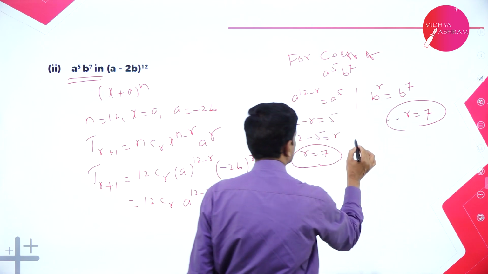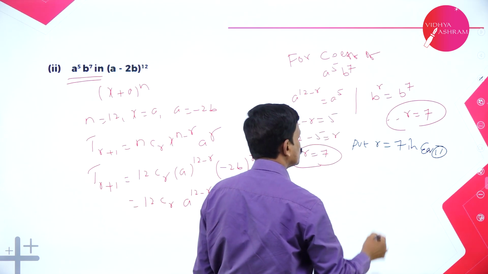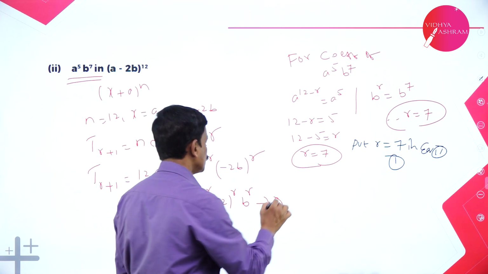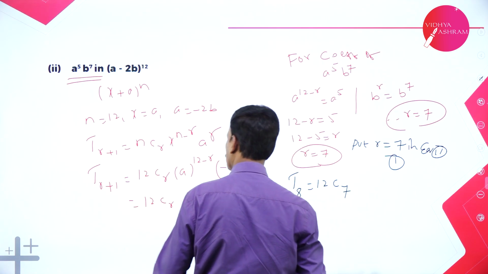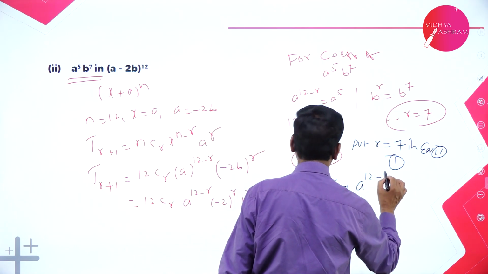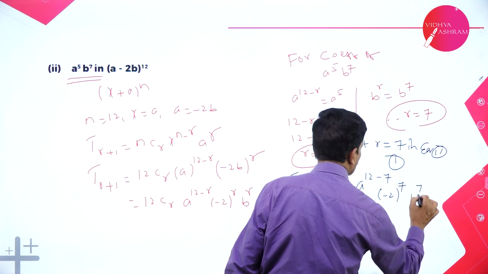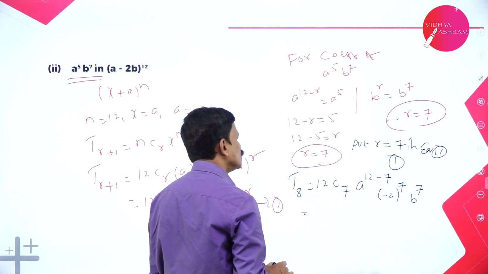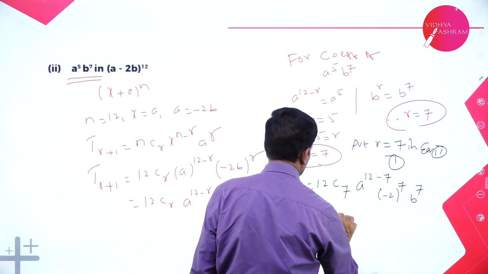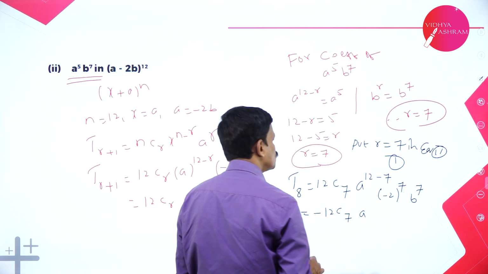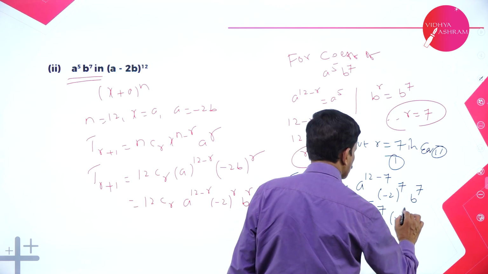Now put r is equal to 7 in equation number 1. So what we will get? T(7 plus 1), T8, is equal to 12C7, a to the power of 12 minus 7, minus 2 to the power of 7 into b to the power of 7. So if you multiply minus 2 seven times, you will get a negative term itself: minus 12C7, a to the power of 12 minus 7, which is 5, and b to the power of 7, along with 2 to the power of 7.